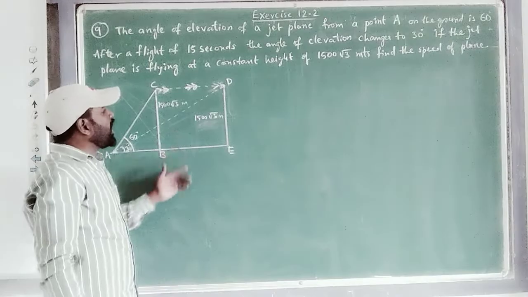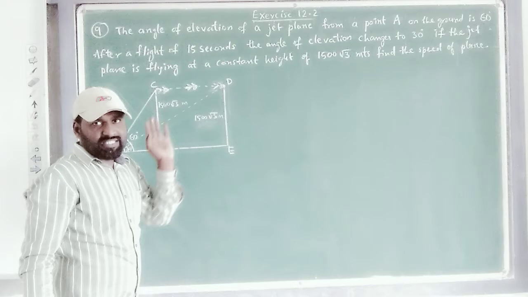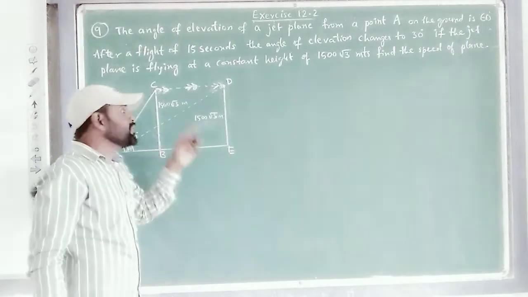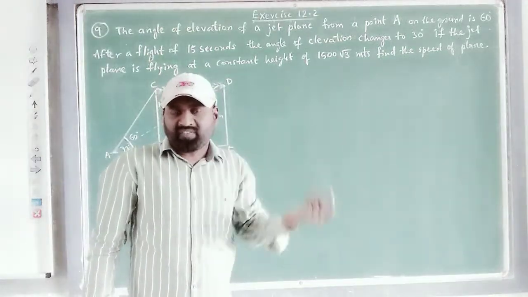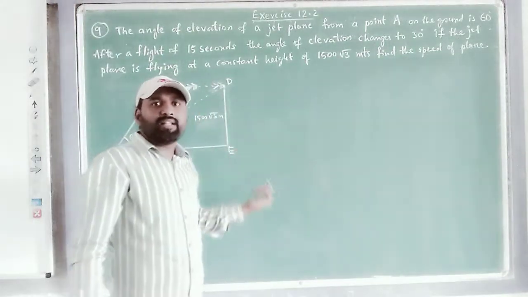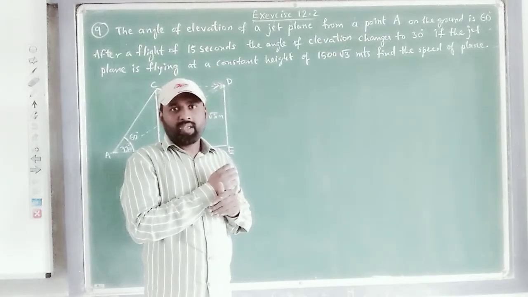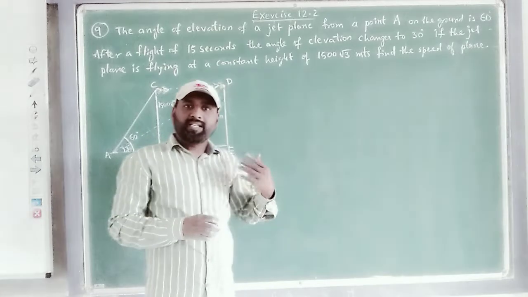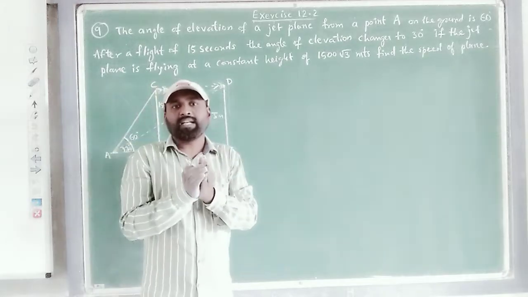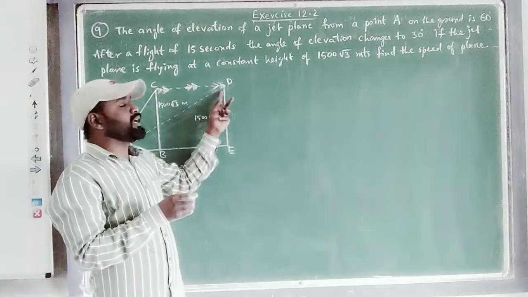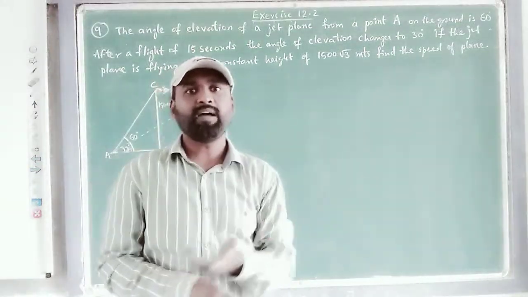If so, what is the distance it made? How long has it traveled? 15 seconds it traveled. In 15 seconds, how much distance has the flight traveled? Distance is not given. If you calculate the distance, how much it has traveled from here to here, then we can find the speed of the plane. Actually, we need to find the speed of the plane.